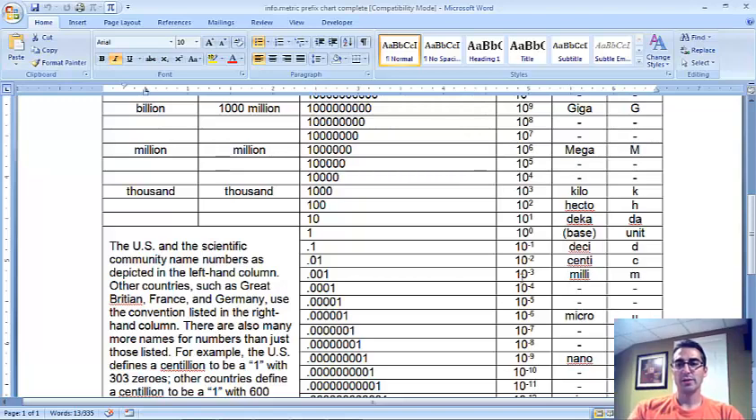So how many millimeters are in 1 meter? To go from 1 meter to milli, we have to go 1, 2, 3 places down the chart. So in other words, we move the decimal place 3 times to the right. And that means there's 1,000 millimeters in 1 meter.